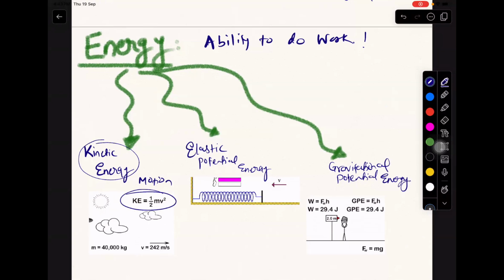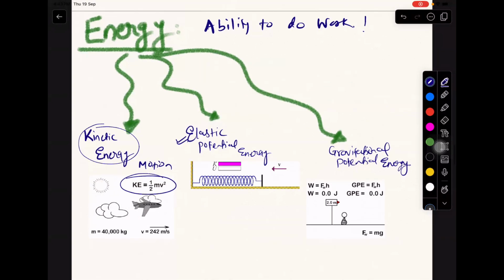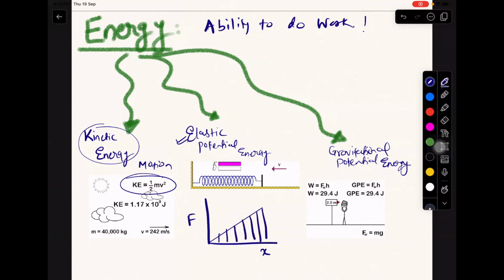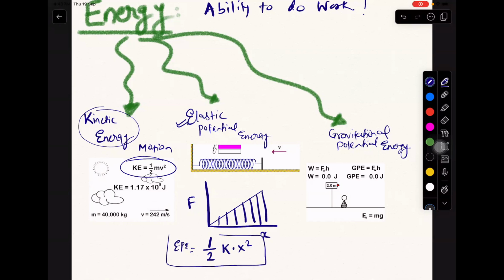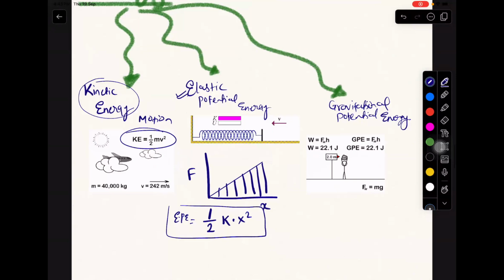Next is elastic potential energy, the energy stored in a spring. If we have a force versus extension graph, like Hooke's law, again the area under the graph will be the energy stored in the spring. In the data booklet, the elastic potential energy is 1/2 k x squared, where x is the extension in the spring and k is the spring constant. That's again given in the data booklet.